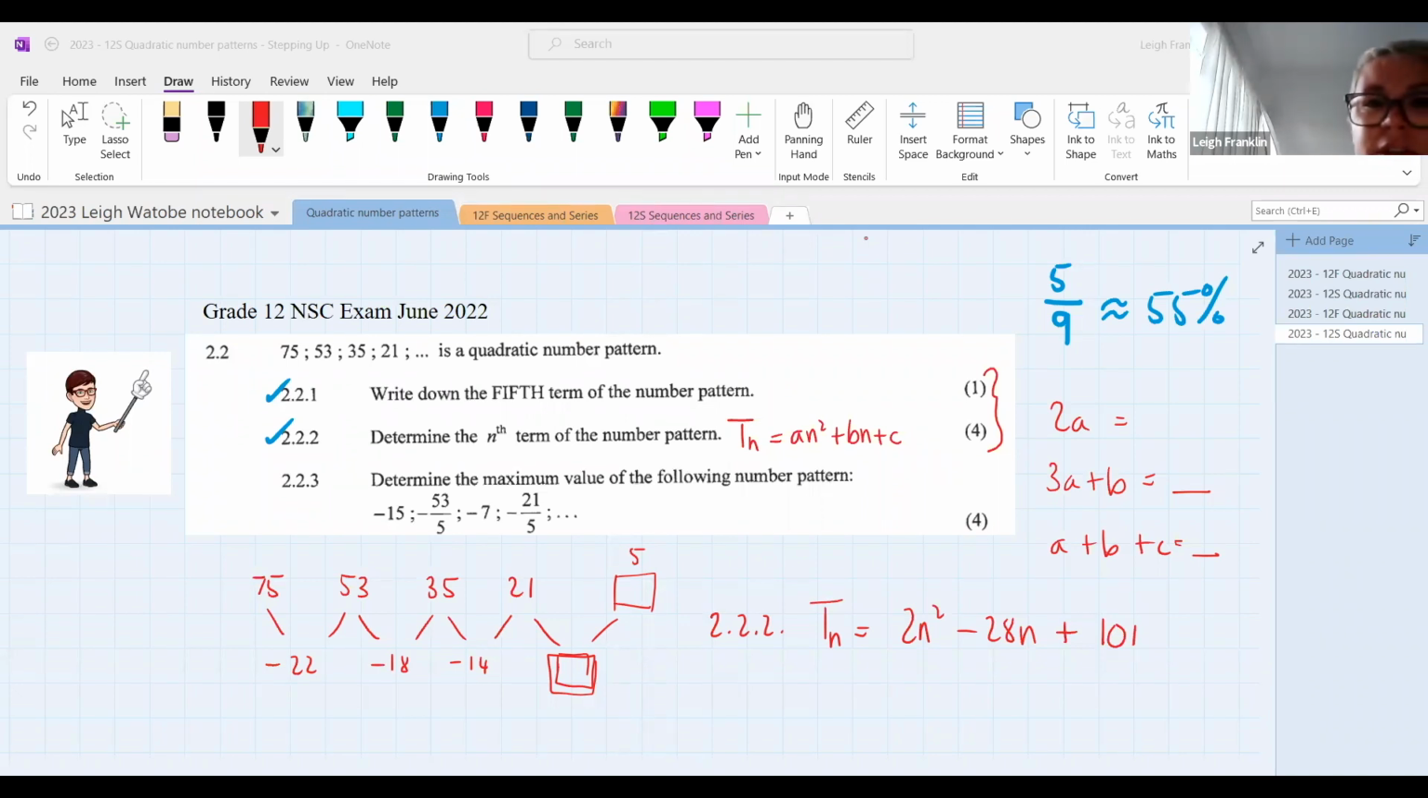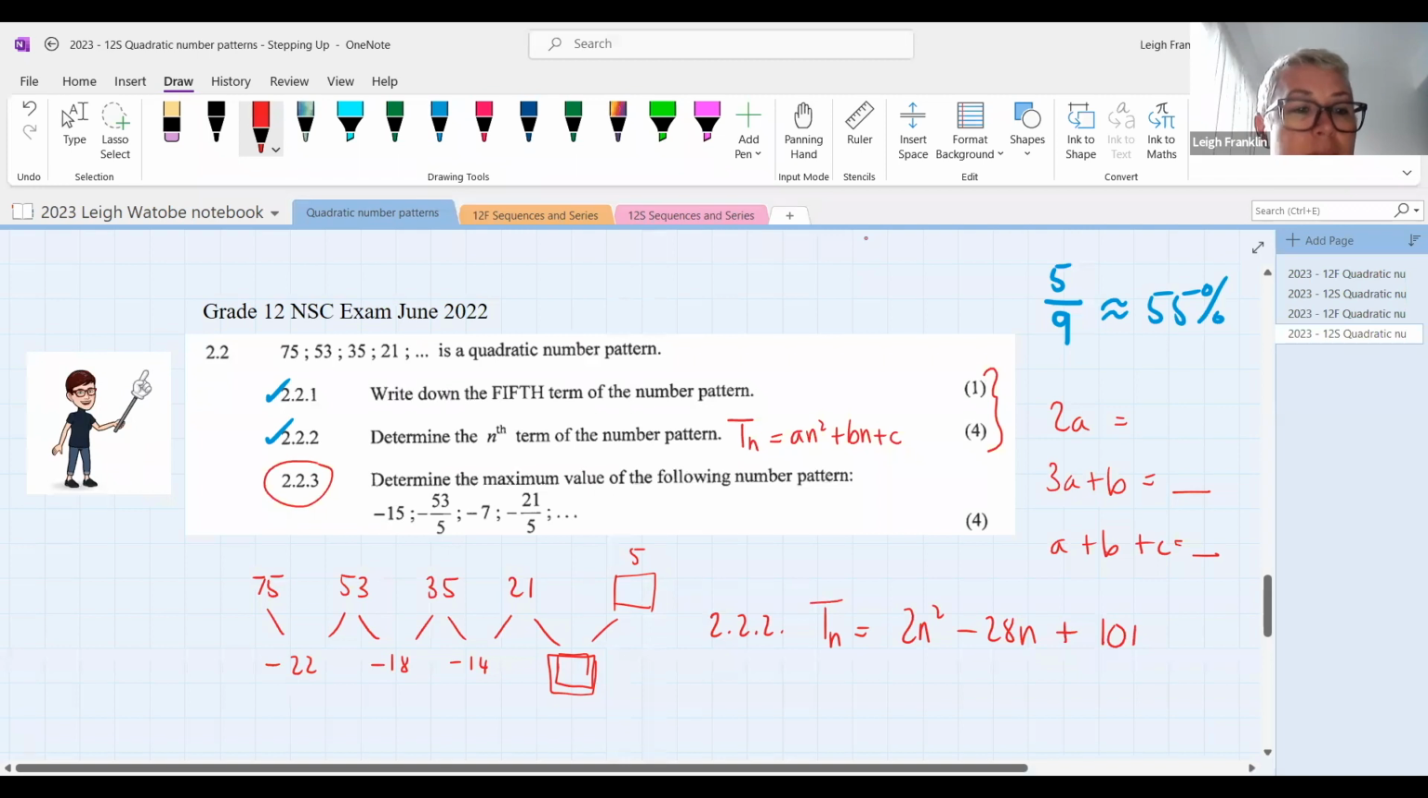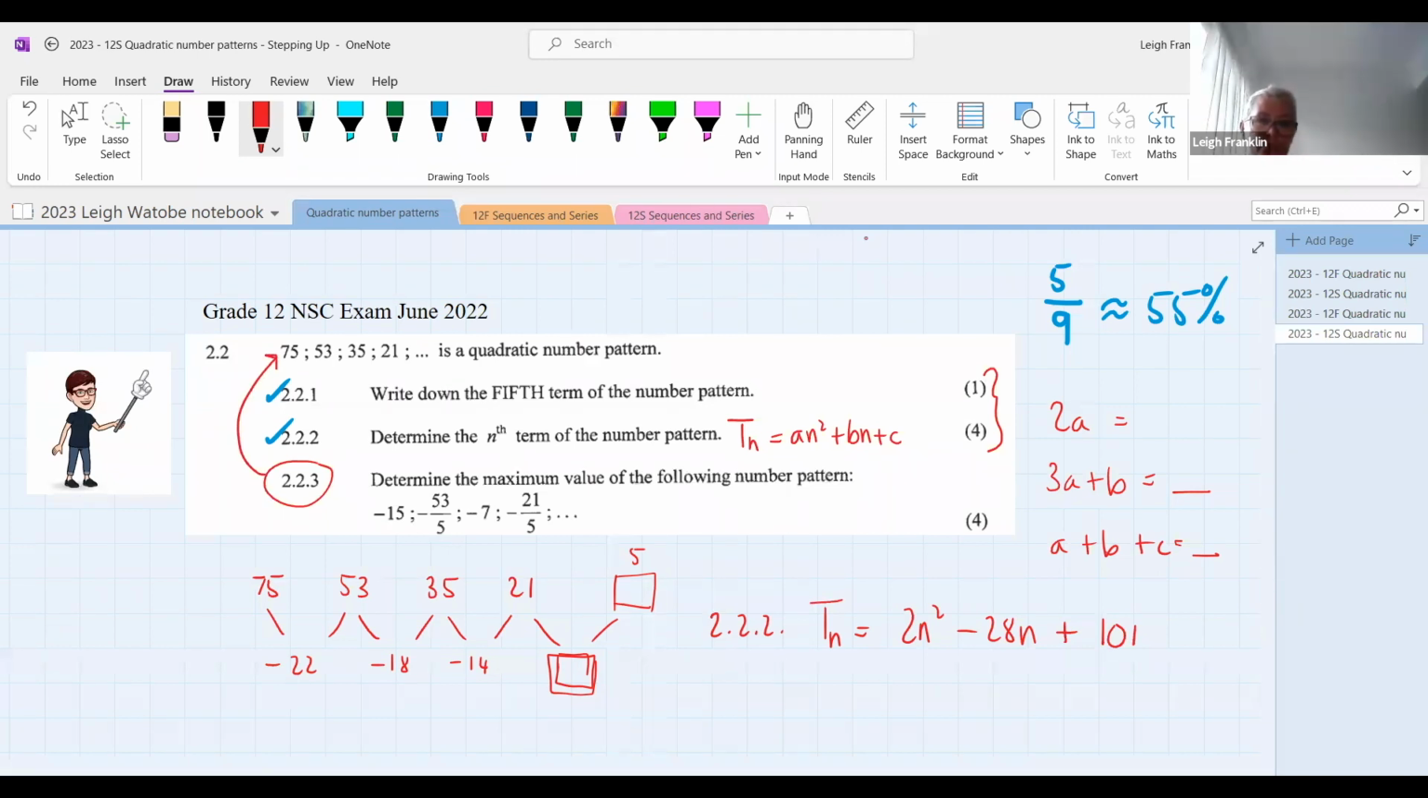It just helps to solidify and complement the ideas in your head. Okay, so now in the last few minutes, they ask us to determine the maximum value of the following number pattern. Well, clearly, if this is question 2.2.3, it has to be linked back to that. So how does this new pattern relate to the old pattern?